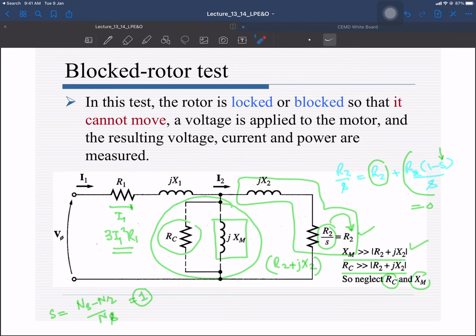So now the current is passing through the rotor and the stator impedance. R2 plus jX2 is the rotor impedance and R1 plus jX1 is the stator impedance. So you can estimate those two impedances with the help of the voltage and the current that you are observing at the voltmeter and ammeter. Voltmeter for voltage and ammeter for the current.